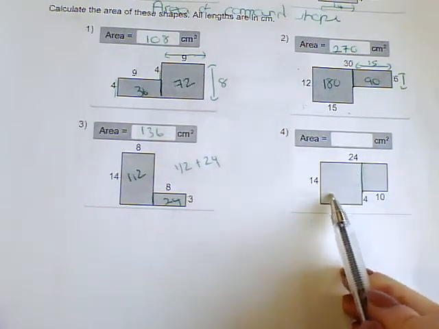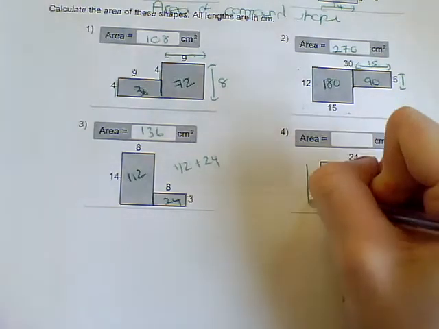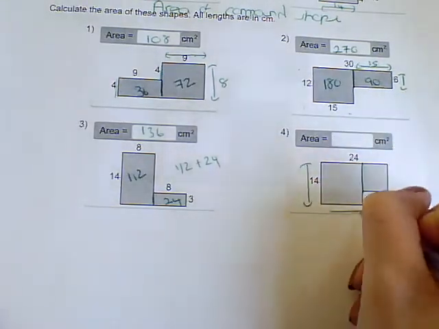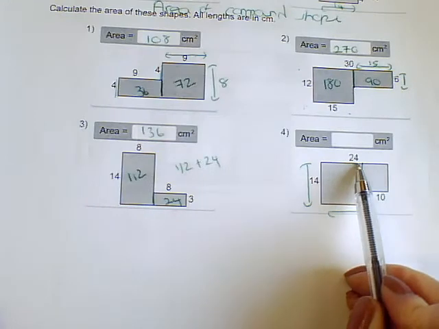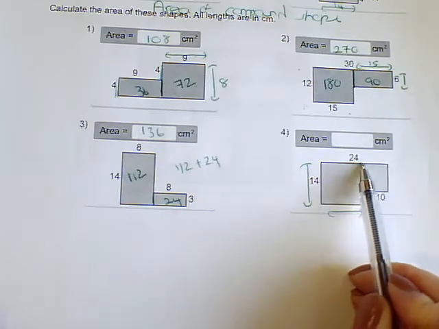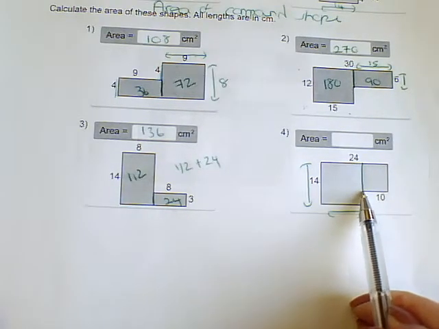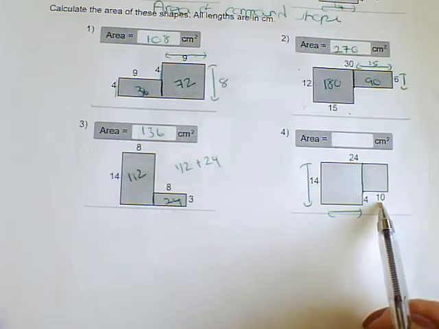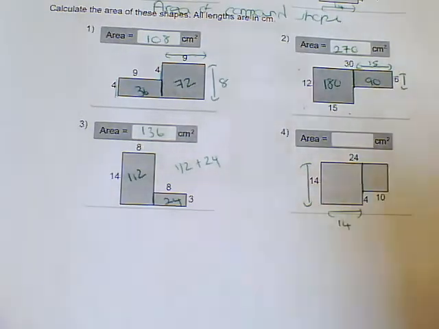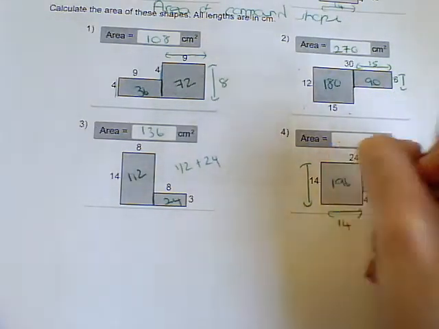And question 4, split up your shape into 2. So if we look at the big rectangle, length, so 14, we're missing our breadth. So we know this whole length is 24, and we know to there is 10. So to work out this bit, 24 take 10 is 14. So length by breadth, 14 times 14, 196.